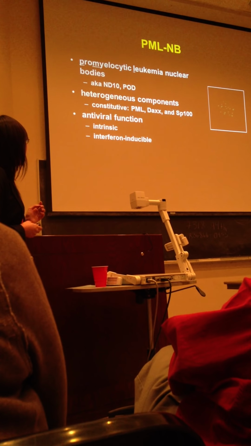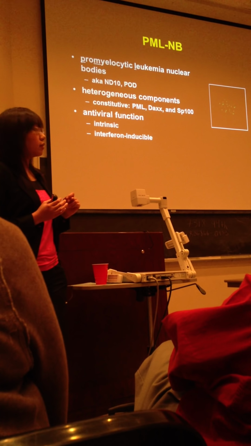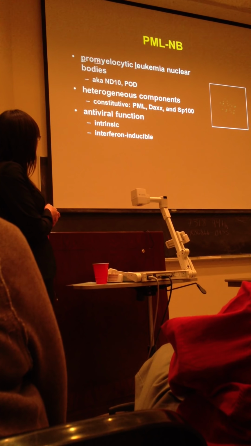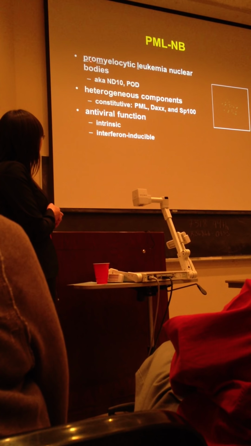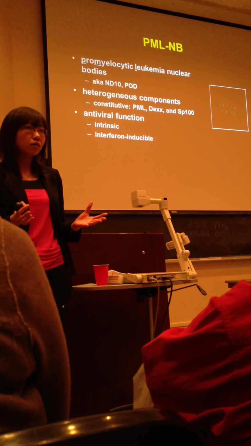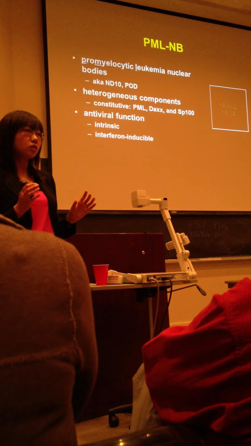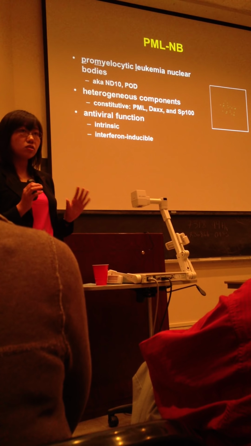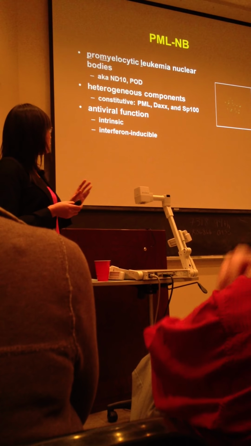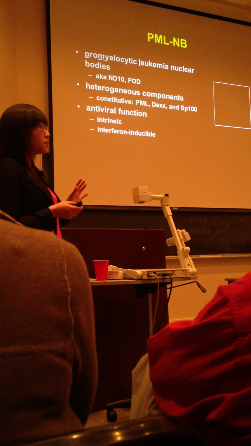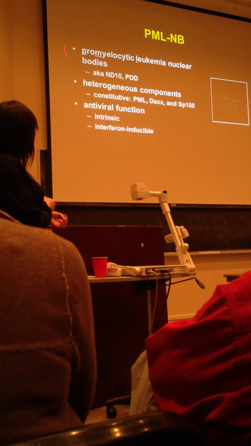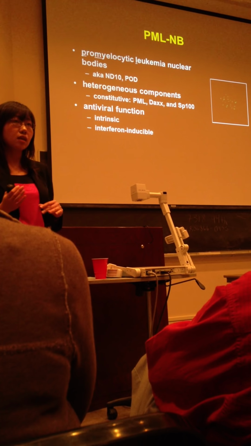Okay. The repressive factor that I'm going to tell you about today is the promyelocytic leukemia nuclear bodies, also known as PML nuclear bodies, nuclear domain 10, or PML oncogenic domains. So what are those nuclear bodies? They are basically subnuclear structures that have a very heterogeneous protein composition. The major protein component of this subnuclear structure is the PML protein. This protein has been implicated in the development of promyelocytic leukemia, and that's where the name came from.